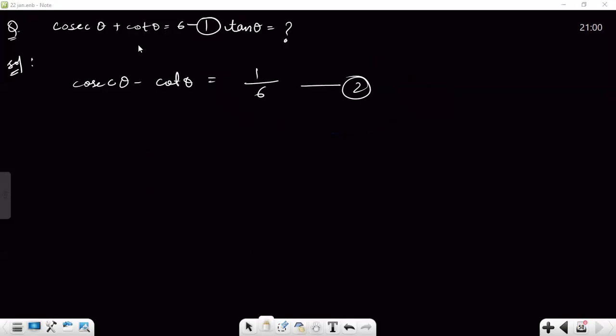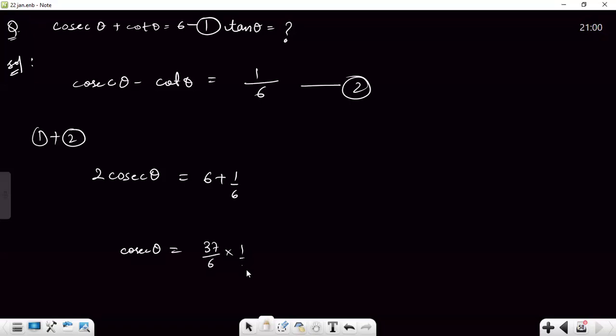Okay. So let's now sum both of the equations. On adding the first and second equation, cosec theta plus cosec theta will become 2 cosec theta, and plus cot theta and minus cot theta will be cancelled. On the right hand side, 6 plus 1 by 6. And 6 plus 1 by 6 has become 36 plus 1, 37 by 6, is equal to 2 cosec theta. Let's bring the 2 on the left hand side, dividing it by 2. So cosec theta becomes 37 divided by 12. Okay.